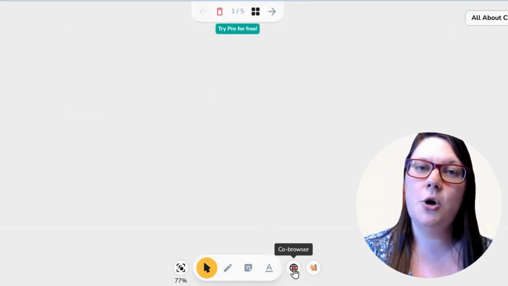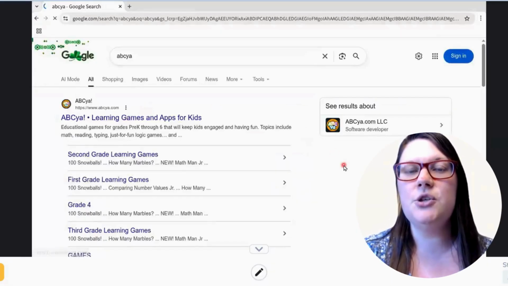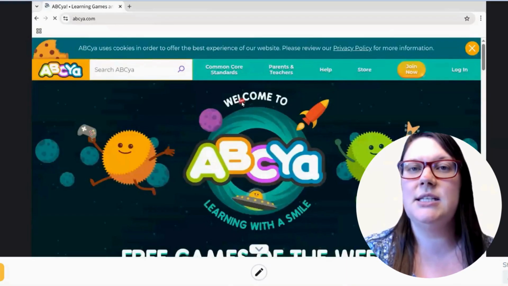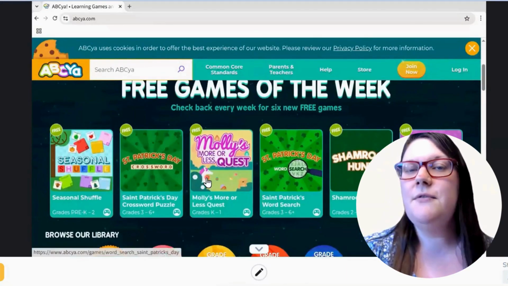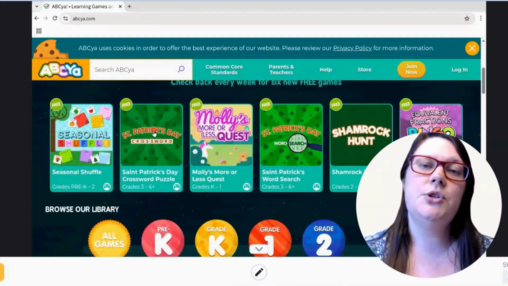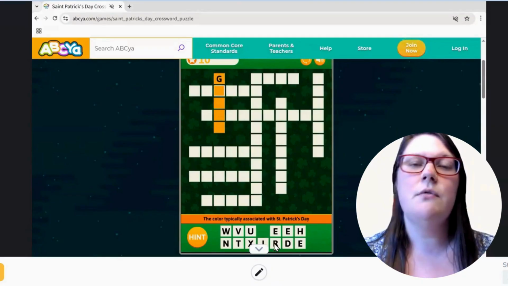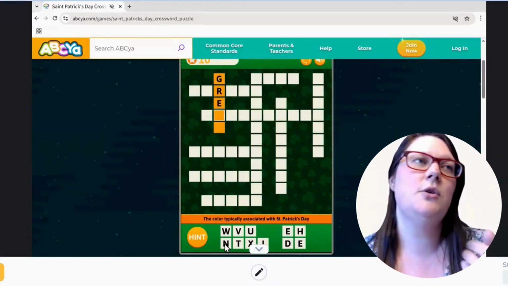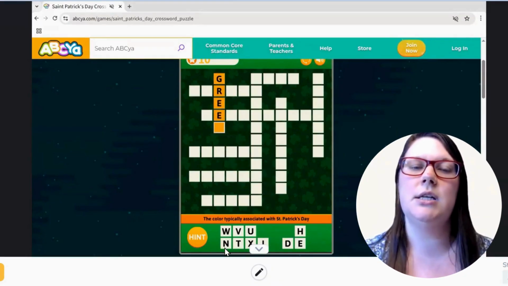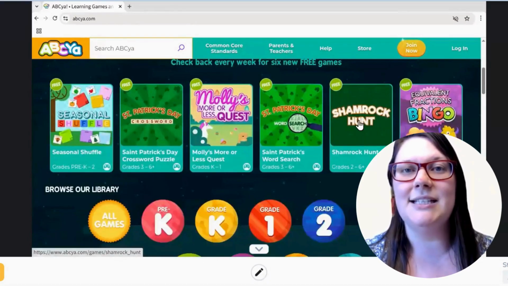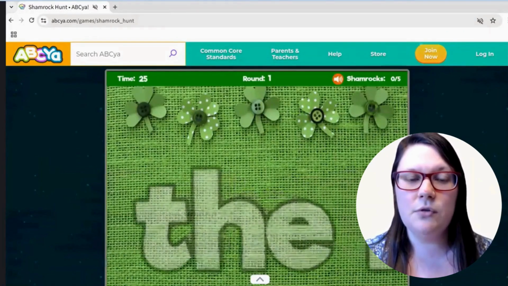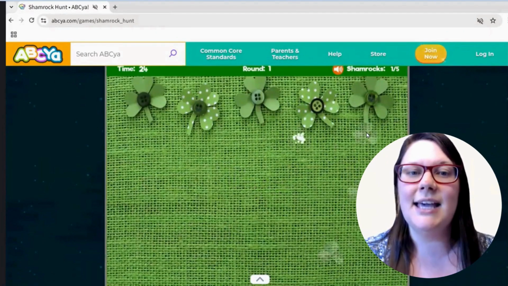But the point of the co-browser is so that you can both interact with materials on the internet at the same time. So if there's an online game, your students can actually click and interact with the activity themselves rather than asking you, oh, can you click on this option? Can you do that word? They can do it independently, which is fantastic for increasing that excitement and the engagement and motivating them to participate in their lessons.